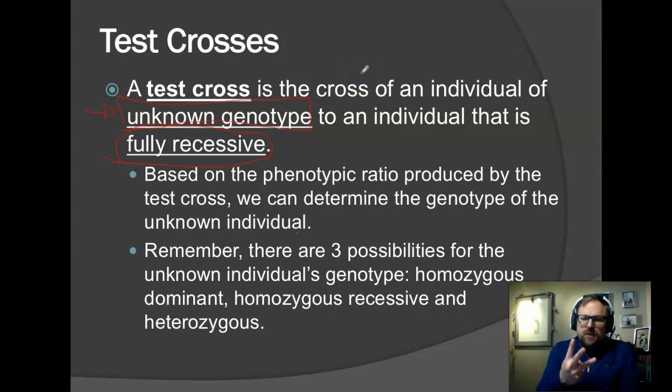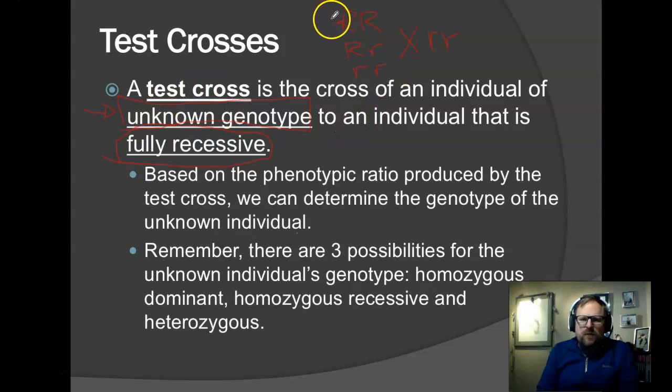Because there are three possibilities at this point in the unit for what the unknown genotype could be. Our first possibility is it could be big R, big R. Our second possibility is it could be big R, little r. And our third possibility is it could be little r, little r. If all of those are being crossed with little r, little r, we can do a Punnett square for each of these individual crosses, and we would get very different phenotypic and genotypic ratios. What this would do then is allow us to figure out the unknown genotype.